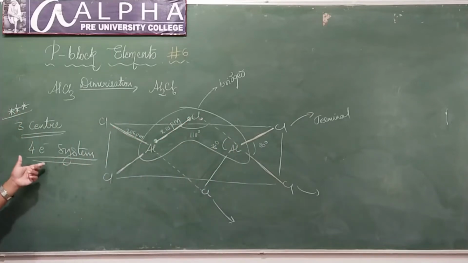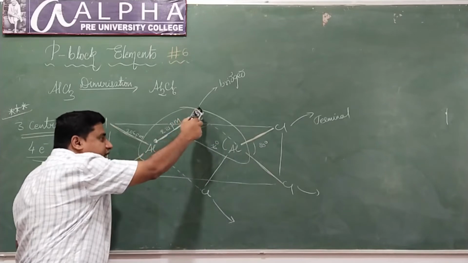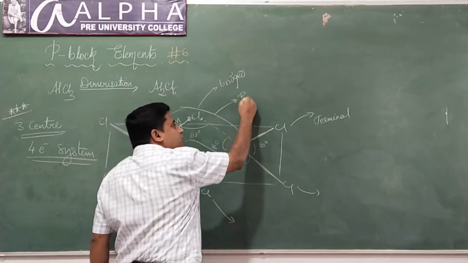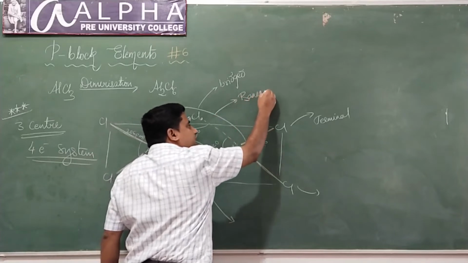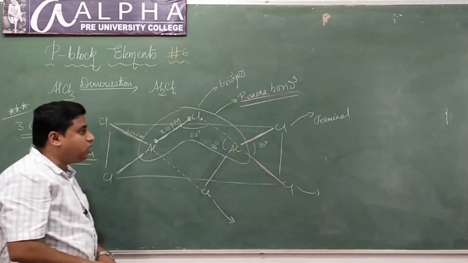This structure is called what? 3 center 4 electron system, and we call this bond, we call this AlCl, Al. We call this bond a banana bond. What is this bond called? This bond is called a banana bond. Understood my point? Are we clear?